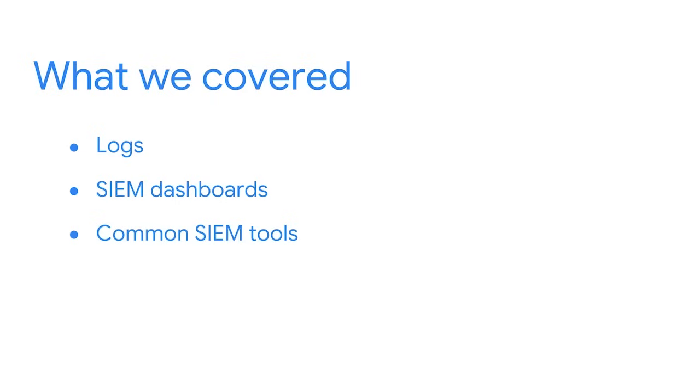Let's quickly review what we covered in this section of the course. We started by discussing the importance of logs in cybersecurity, and we explored different log types, like firewall, network, and server logs. Next, we explored SIEM dashboards and how they use visual representations to provide security teams with quick and clear insights into the security posture of an organization. Finally, we introduced common SIEM tools used in the cybersecurity industry, including Splunk and Chronicle.